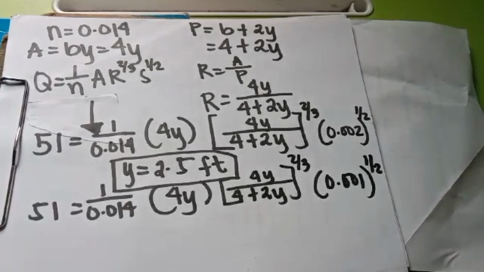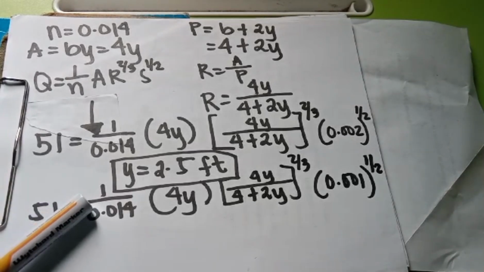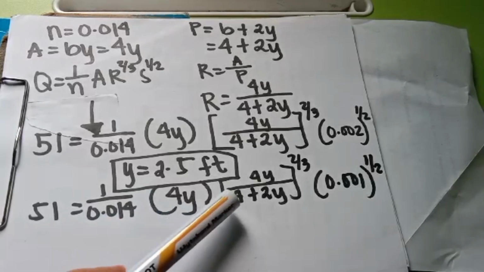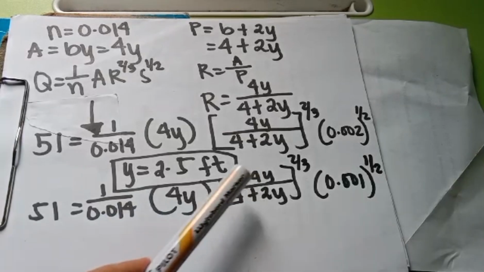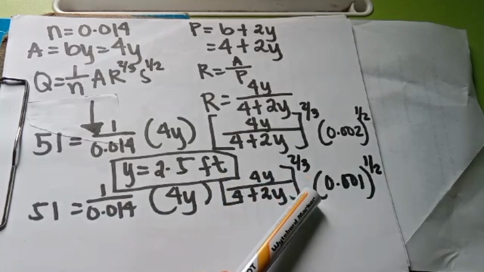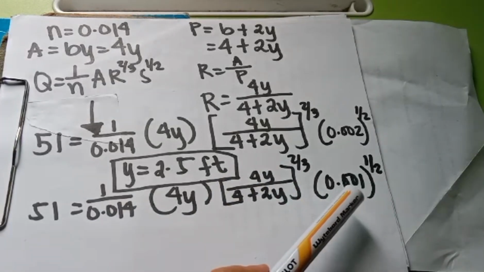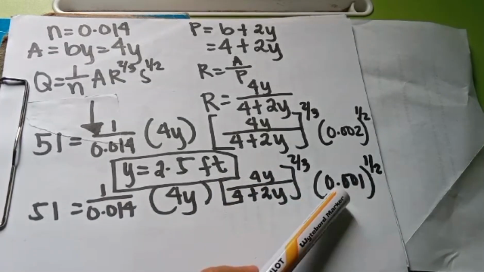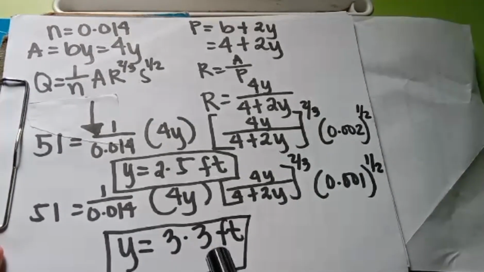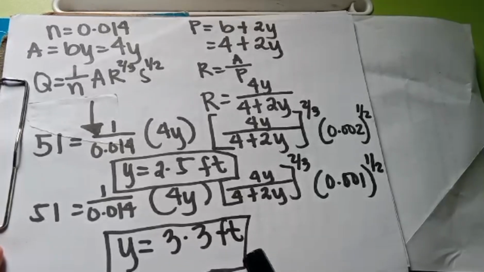So 51 equals 1 over 0.014 times the area 4y times the hydraulic radius 4y over 4 plus 2y raised to 2/3 times the new slope, which is 0.001 raised to 1/2. Solving for this, we get y is equal to 3.3 feet. These new calculations show how the slope affects the channel design and required depth.